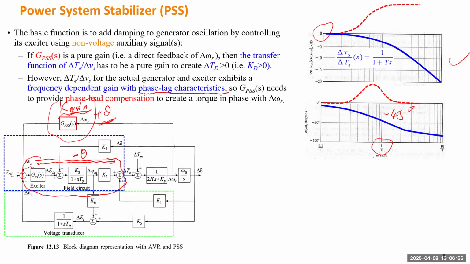Okay. Then we need to make a PSS to compensate that -45 degrees around this time constant. So it will give you this additional phase. This one will be the phase plot of the PSS, and this will be the amplitude of the PSS. The blue one will be the transfer function from the input of the exciter to the electric power. The right one will be the transfer function of the PSS.